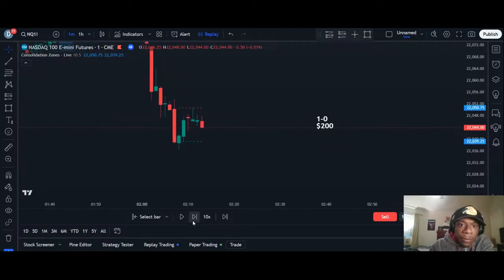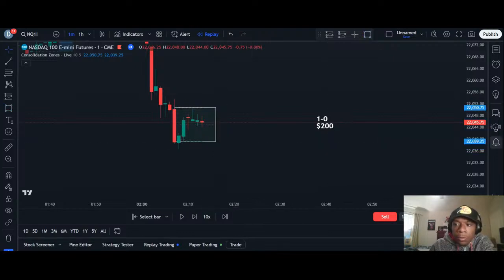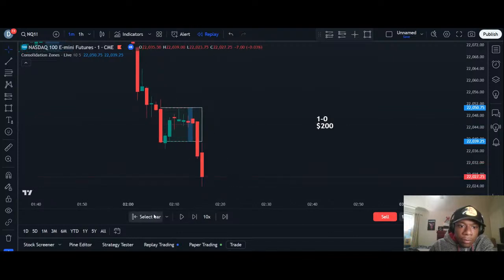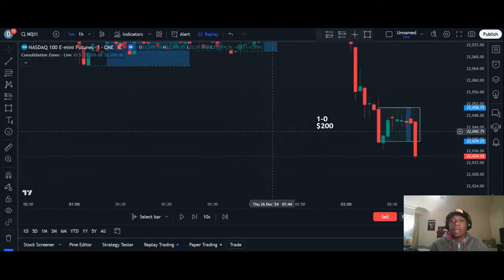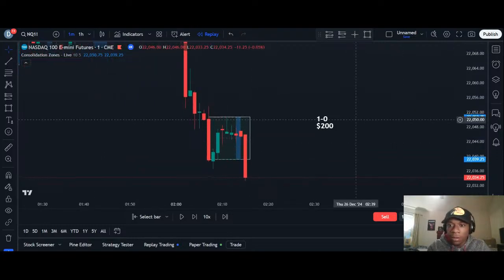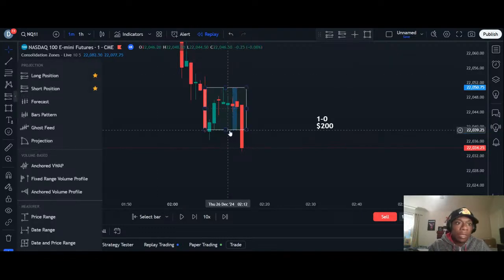We're just waiting for a zone to form. Here we go. We have another zone. Wait for a close above or below. Oh shit. That's another thing that kind of is bad about back testing. You get the fat finger and start speeding it up too fast. But boom, close below.